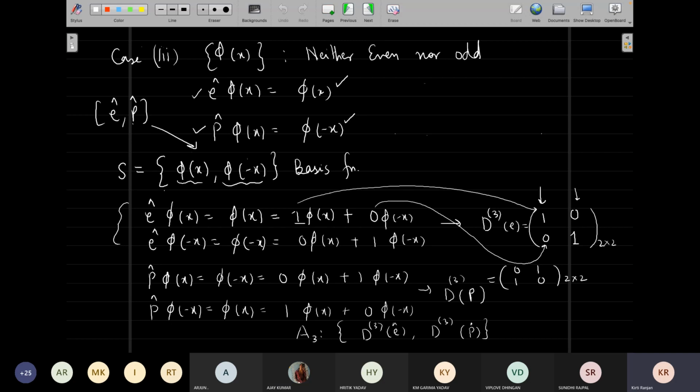Whenever the P operator acts on something, let's say it acts on x, it will make it minus x, right? And whenever it acts on minus x, it gives it back. So this will be minus of minus x, which is phi x. So this is what I have written here.